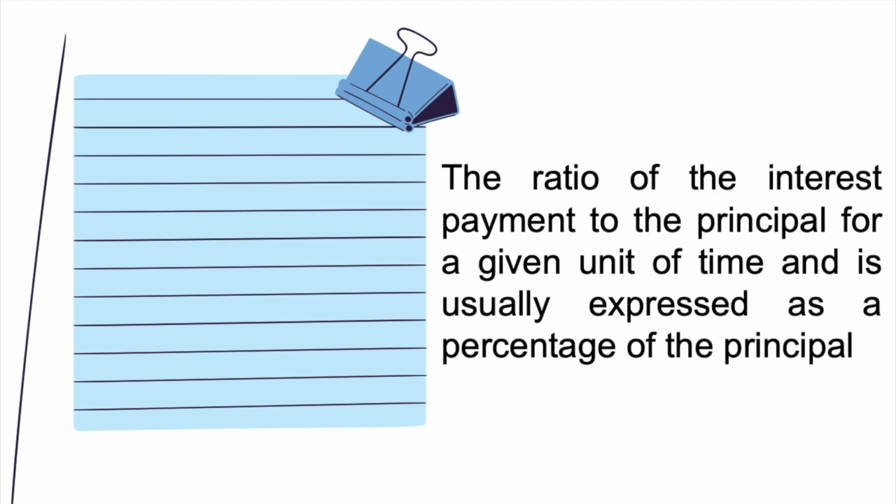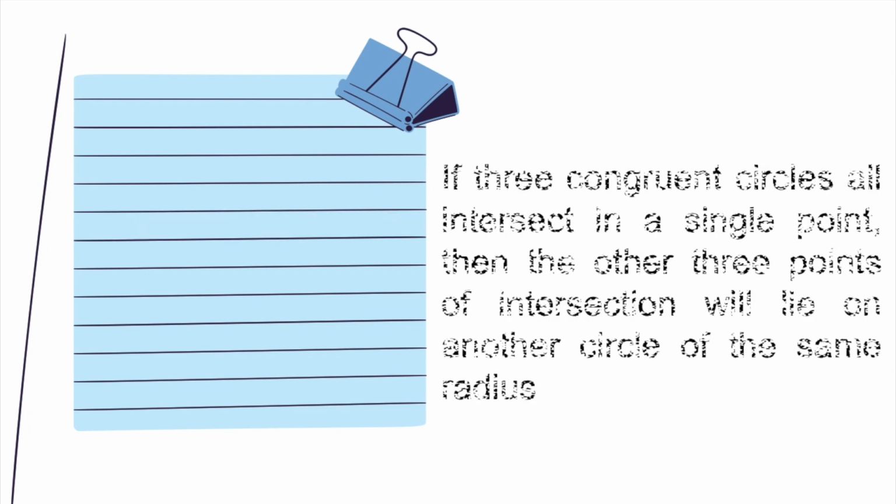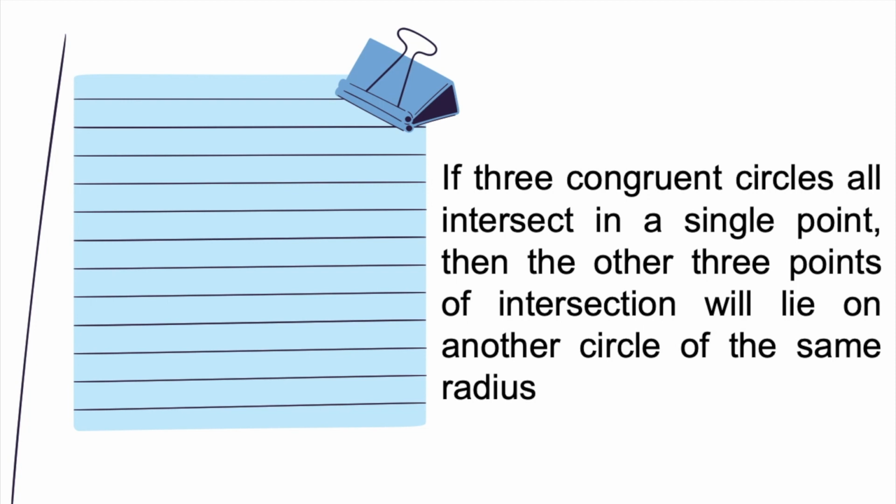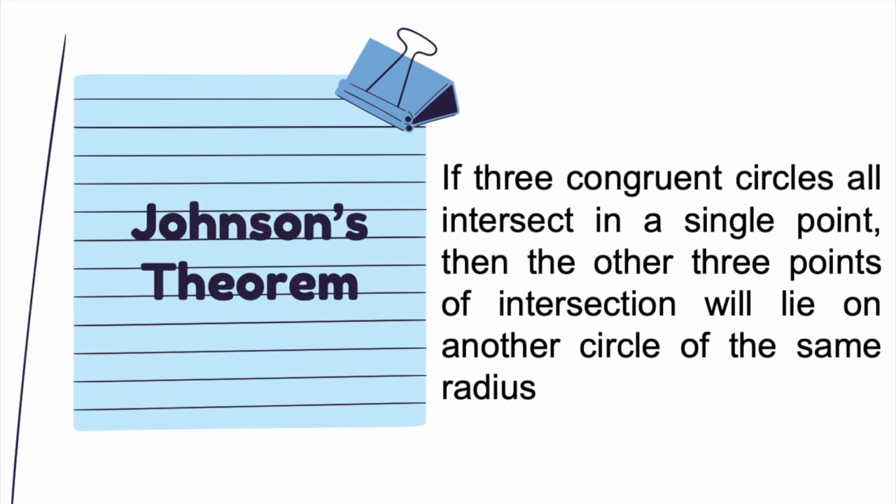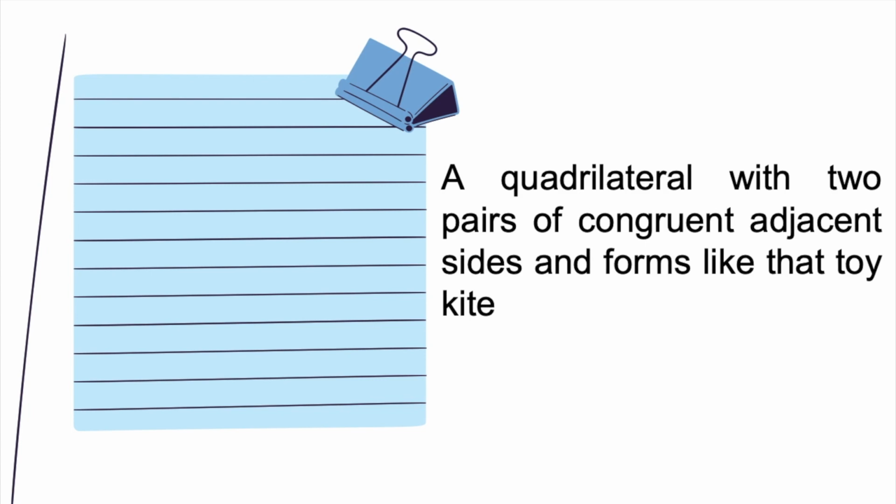The ratio of the interest payment to the principal for a given unit of time, usually expressed as a percentage of the principal. Interest rate. If three congruent circles all intersect in a single point, then the other 3 points of intersection will lie on another circle of the same radius. Johnson's theorem. A quadrilateral with two pairs of congruent adjacent sides, and forms like that toy. Kite.